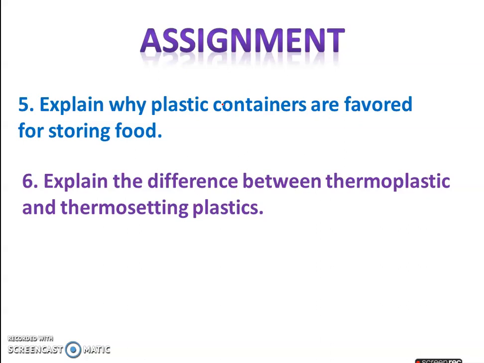Now question number 6 of your NCERT textbook is, explain the differences between plastic, thermoplastic and thermosetting plastics. So you have to make two columns. On the left hand side there should be thermoplastic. On the right hand side you have to write thermosetting plastic. Now we have to distinguish these two, and at the end you should write at least two examples of thermoplastic and thermosetting plastics. Thank you very much.